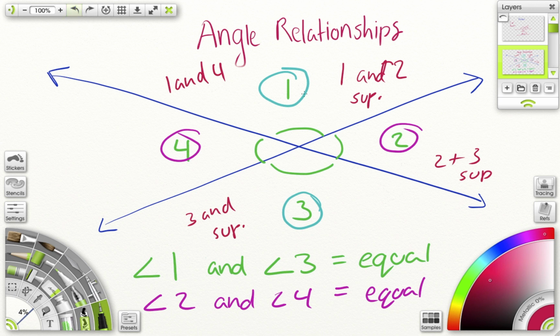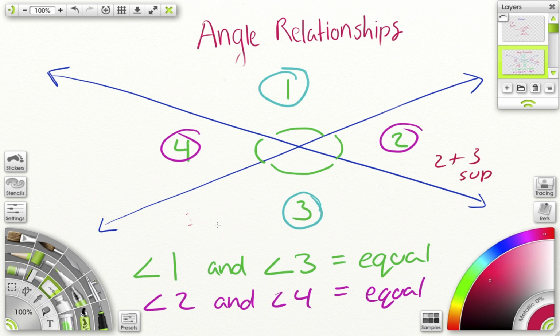Okay, so opposite angles are equal. So 1 and 3, 2 and 4 are equal. These two added up together are 180. So if I'm giving you an angle, let's just erase these, they're out of the way. If I give you an x like this, but I only give you one angle in this x, you can figure out the other three by using the angle relationships.